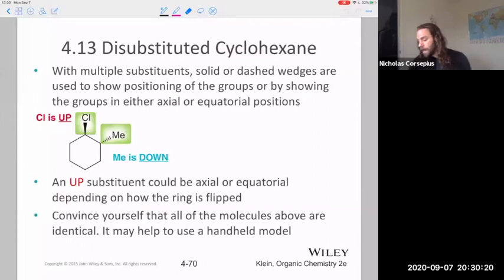Okay, so now we're going to work on putting this stereoisomer information into our chair conformation structures. One of the things to notice, well, first of all, which isomer is this, cis or trans? This is going to be the trans isomer. You have chlorine pointed up and the methyl group pointed down.